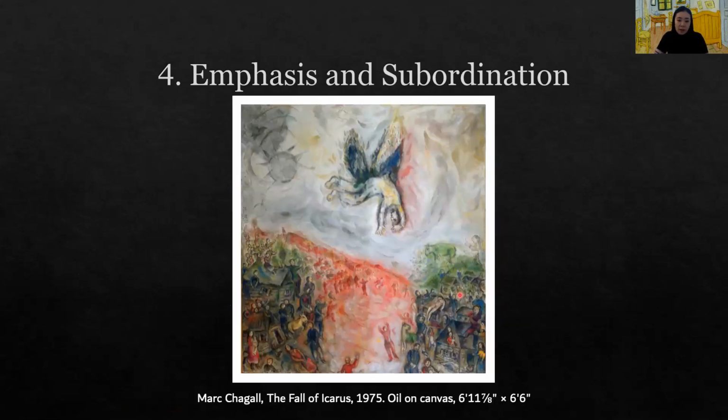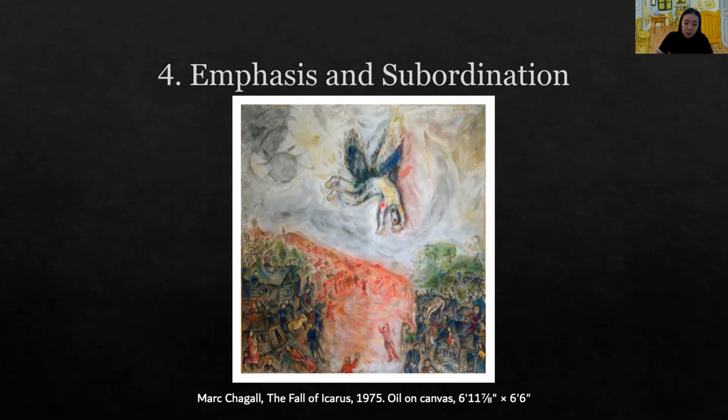So let's see this painting. Can you guess which one is the focal point in this painting? Maybe whatever that is falling from the sky, a person. That's right. So this is the focal point. So in this painting, this is the Icarus, from the Greek mythology.